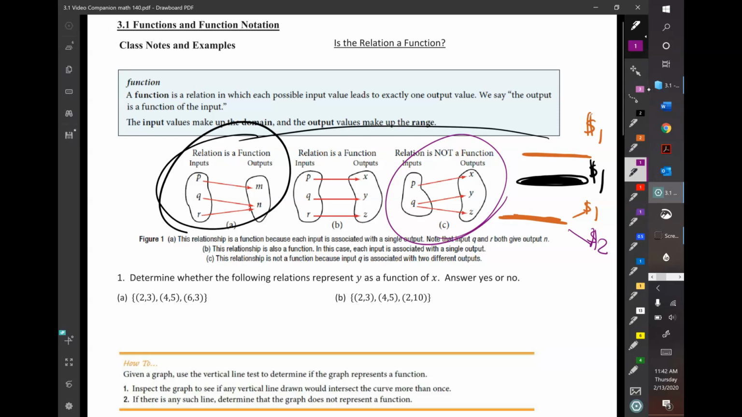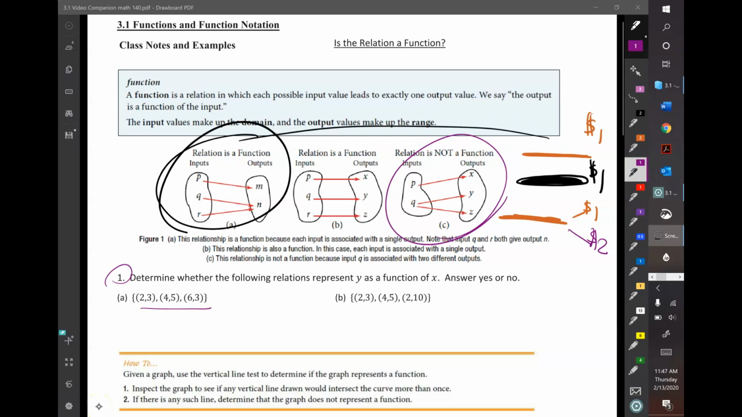So I want you to look at these points here. These are a set of coordinate pairs. So determine whether the following relations represent y as a function of x. Answer yes or no. And if you think it's no, then maybe tell what case makes that be a no. You just have to find one counter example. So go ahead and pause the video and do that real quick.